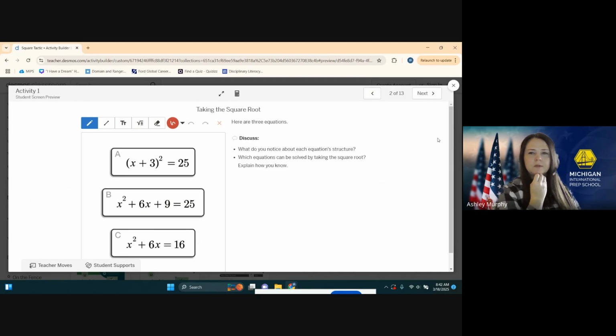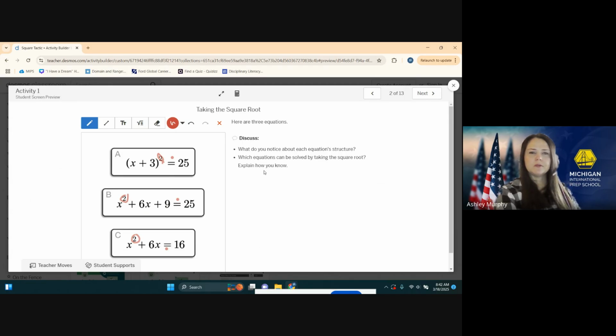What do you notice about each equation's structure? Well, I'm noticing that every equation has an exponent of 2, and every equation has an equal sign. I'm also noticing that the number that the equation is equal to, these are all perfect squares. The square root of 25 is 5. The square root of 16 is 4.